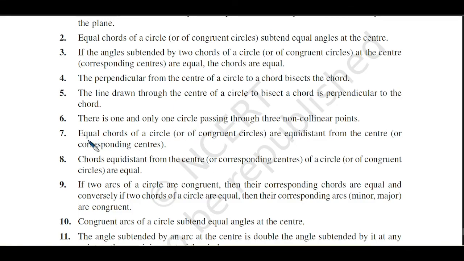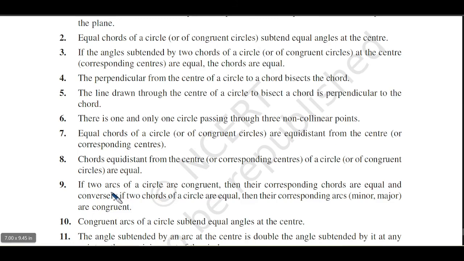Equal chords of a circle are equidistant from the center. If the chord lengths are the same, then the distance from the center to the chord is the same. Chords equidistant from the center of a circle are equal. The biggest chord is at the center, that is the diameter. As you move away from the center, the chord length will reduce.